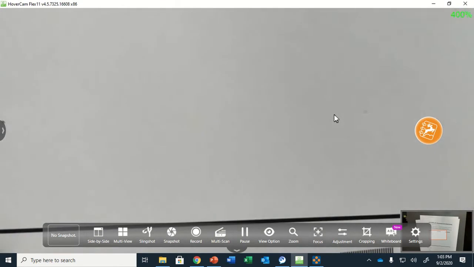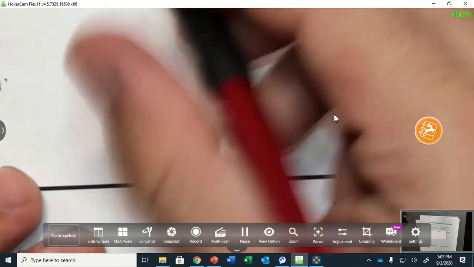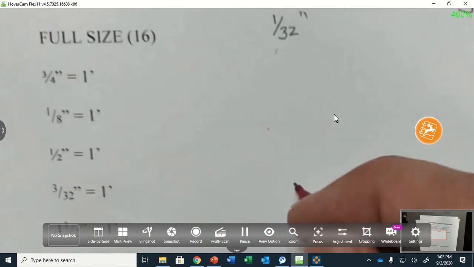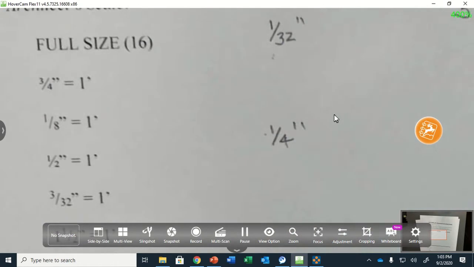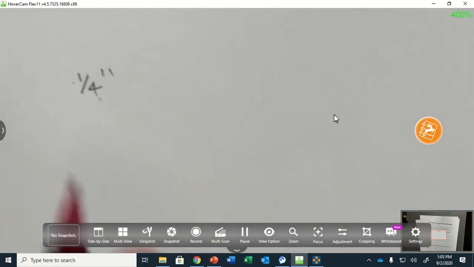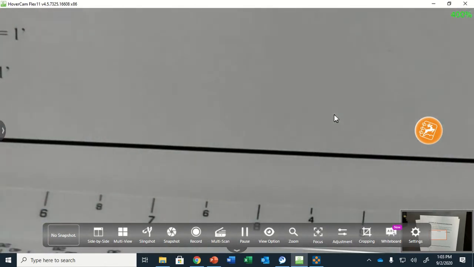So that is 1/2 inch equals a foot, and my accuracy is 1/4 of an inch. So I can only measure to the nearest 1/4 inch. Now let's measure my line with the 1/2 inch scale. Let's get the line here. Let me zoom out.